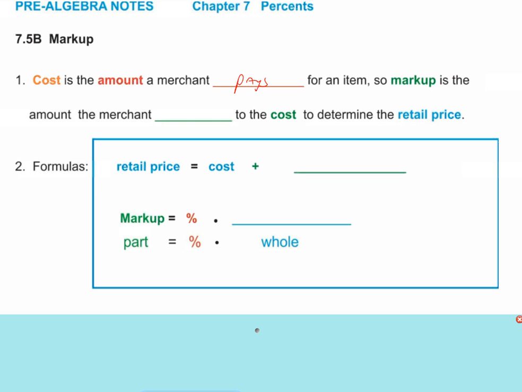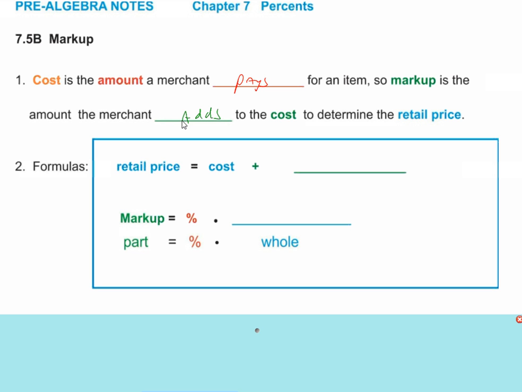Okay, so we're doing markup, percent markup, and what is the cost? Cost is the amount a merchant pays for an item. A merchant doesn't pay the price you see at the store. Otherwise, the merchant would make no money. So the merchant pays an amount for an item, it's called the cost. And then they mark it up. So markup is the amount the merchant adds to the cost to determine the retail price.